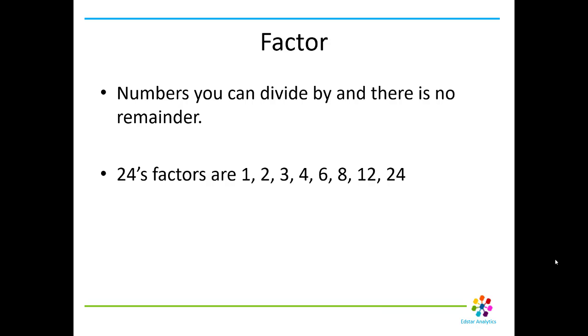3, I just happen to know 3 is a factor. 6, 4, 8, 12, and 24. All of those numbers can be divided into 24 and you won't have a remainder. And that's all of them, and I just happen to know it's all of them. But I will show you how to verify that you've got them all.